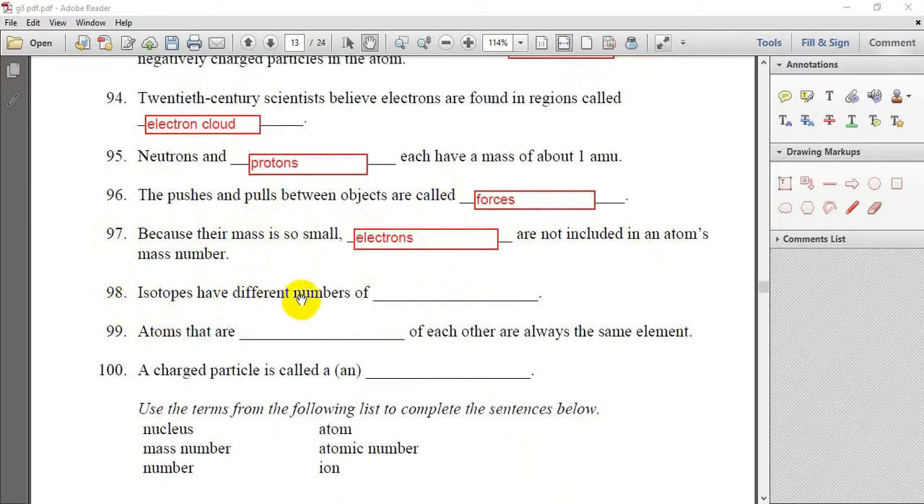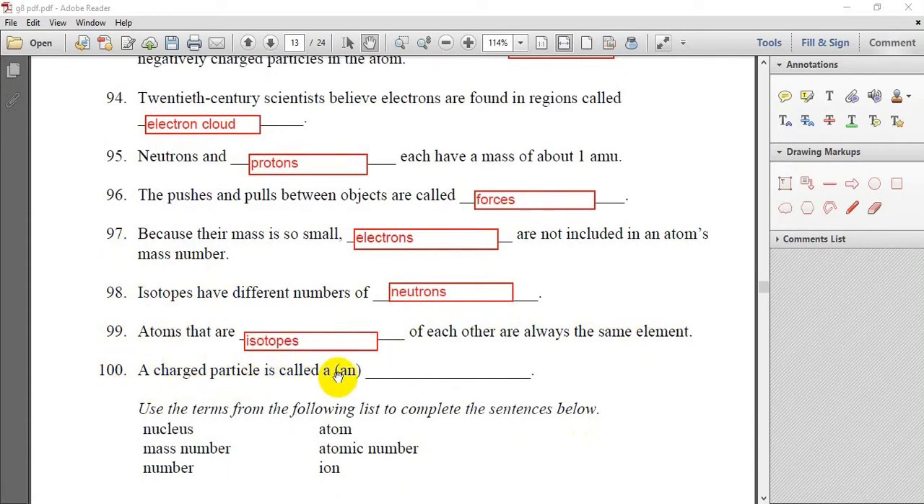Question 98: isotopes have different numbers of, yes, neutrons. Question 99: atoms that are isotopes of each other are always the same element. Like isotopes, we said they have the same atomic number, so they are the same element.